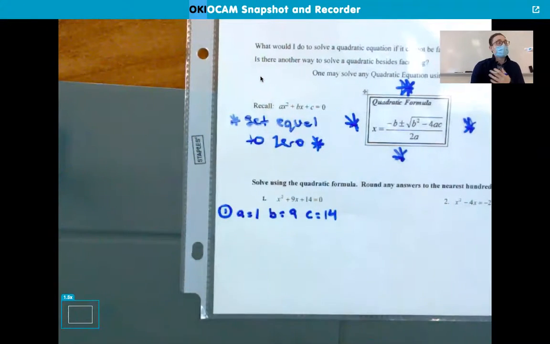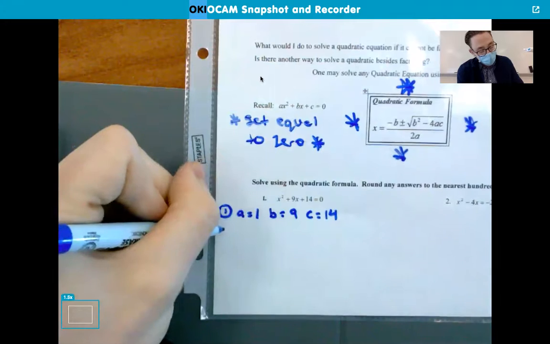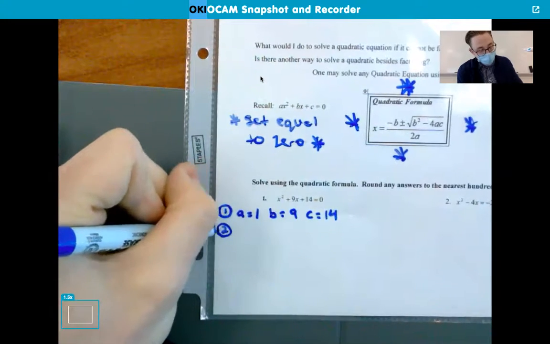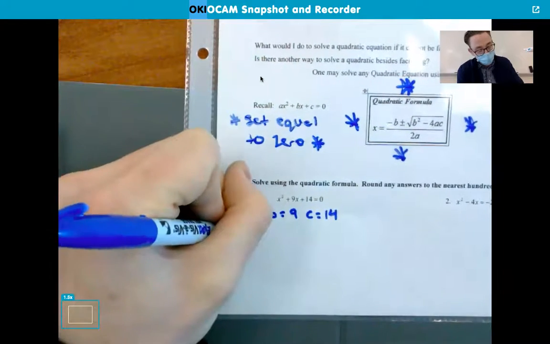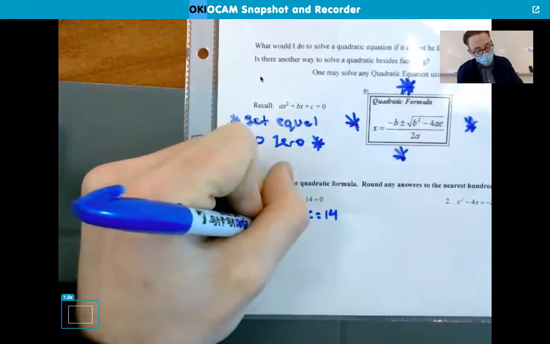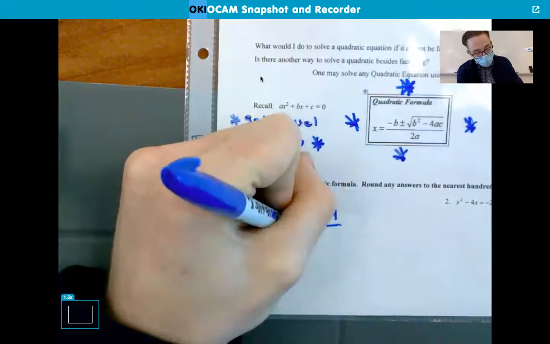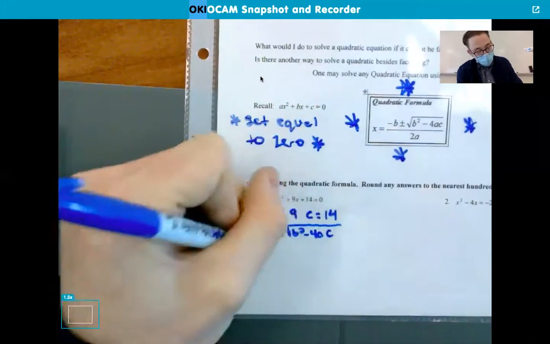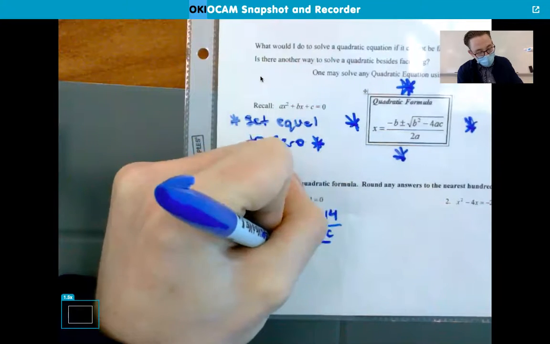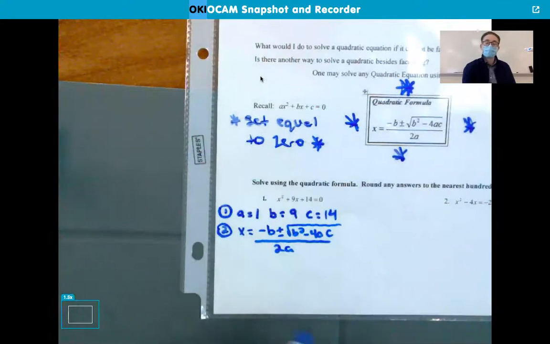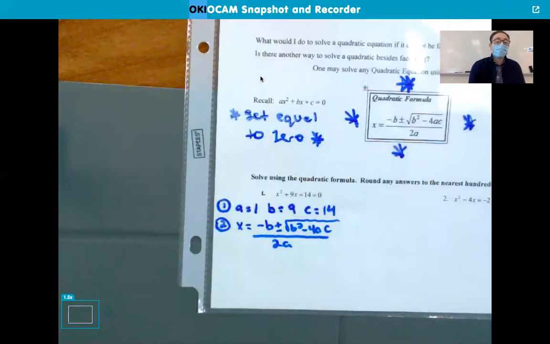So even though I'm doing this problem, just make sure that you're following along as well. Okay. The second thing I'm going to do is go ahead and write down what the formula tells me. So I know that it's x equals negative b plus or minus the square root of b squared minus 4ac over 2a. So each time that you have a problem like this, write down what the equation is.